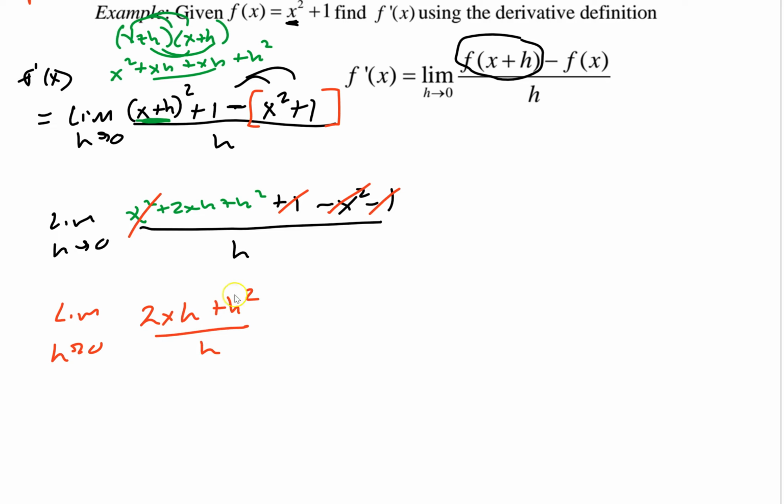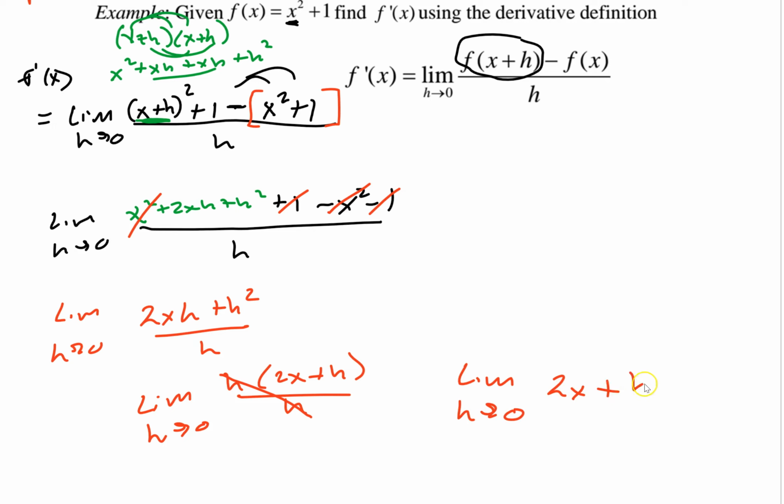Hey, but what do you notice about the top? That's right, they both have an h. So anyway, we get this, right? And now the h's cancel out, and I'm left with the limit as h approaches 0 of 2x plus h. And finally, now I can plug my 0 in. Now there's no issues, and I just get 2x. And that's the derivative of x squared plus 1. Derivative of x squared plus 1 is just 2x.